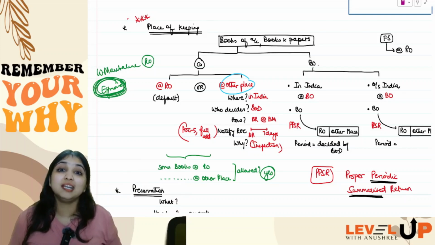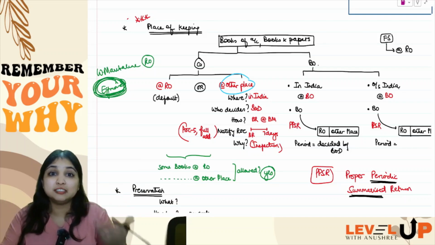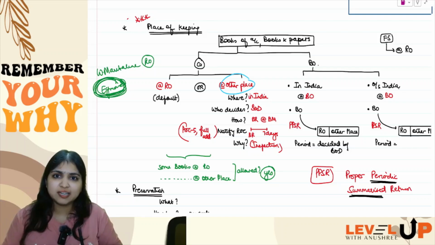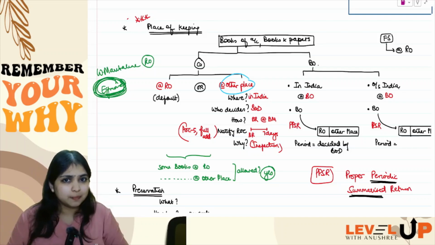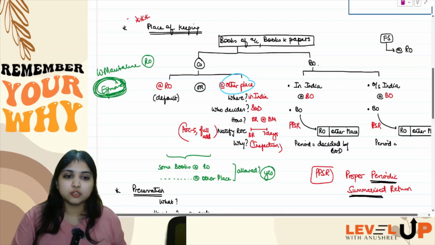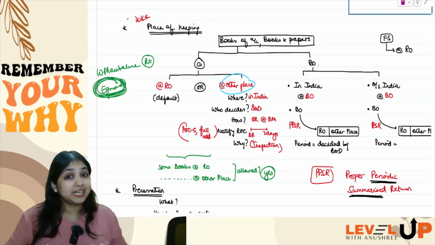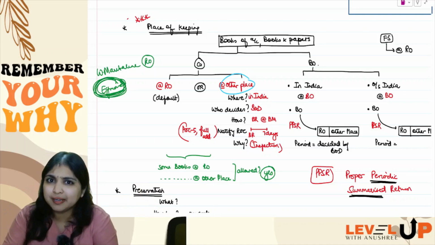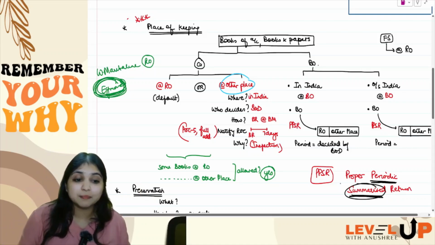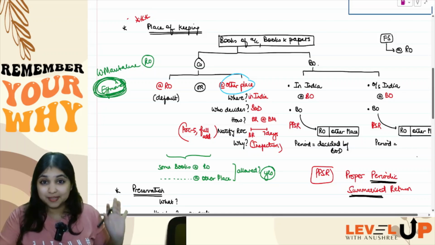What will the branch send? PPSR. Full form, proper, periodical, summarized return. To whom will the branch send? Registered office or any other place. How will branch decide where to send? Wherever the books of accounts of the company is kept, there only branch will send. It has to be a summarized return, not a detailed return. And what should the period be? The board will decide. Companies Act is silent.